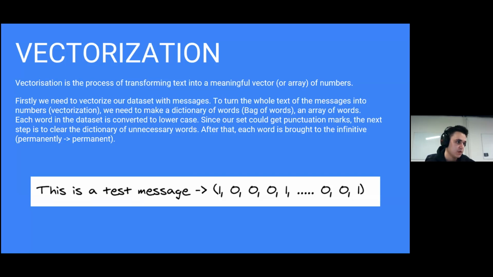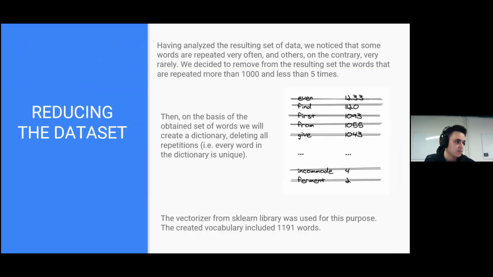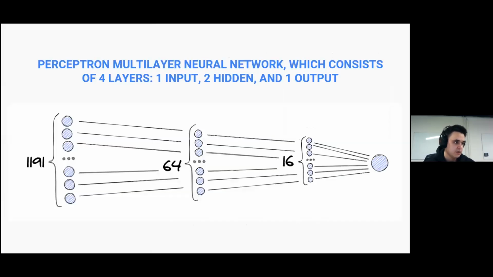Then we have vectorized each message. Vectorization is the process of transforming text into a meaningful array of numbers. You can see this process in the image below. Then we have removed the words that are repeated more than 1,000 and less than 5 times. As a result, the dictionary consists of 1,191 words.